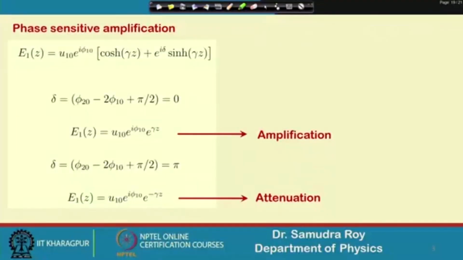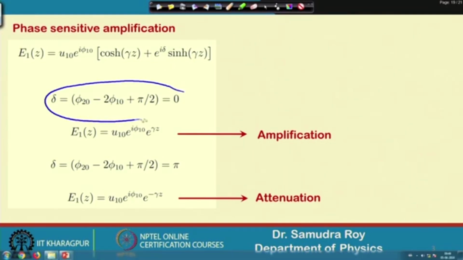So, this is the slide that we used in the last class, and we find that for subharmonics, delta is an essential parameter, which is the phase relationship between the two fields E1 and E2. This phase relationship suggests that if delta equals 0, we have amplification, and if delta equals pi, then we get attenuation.